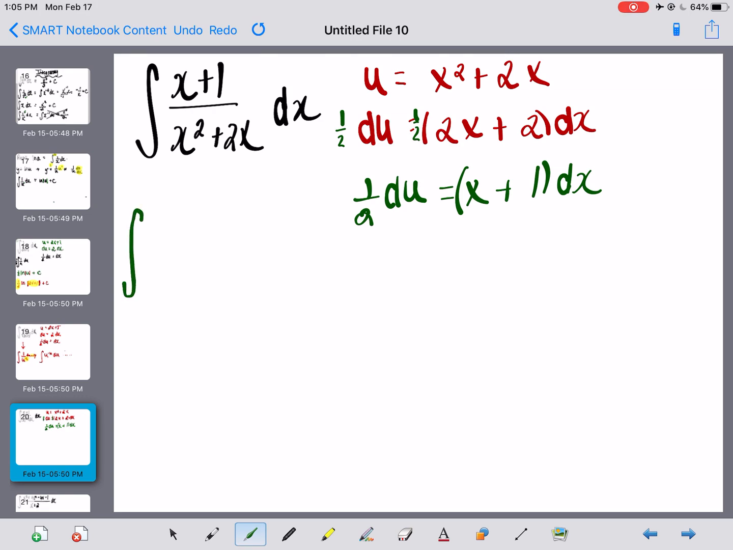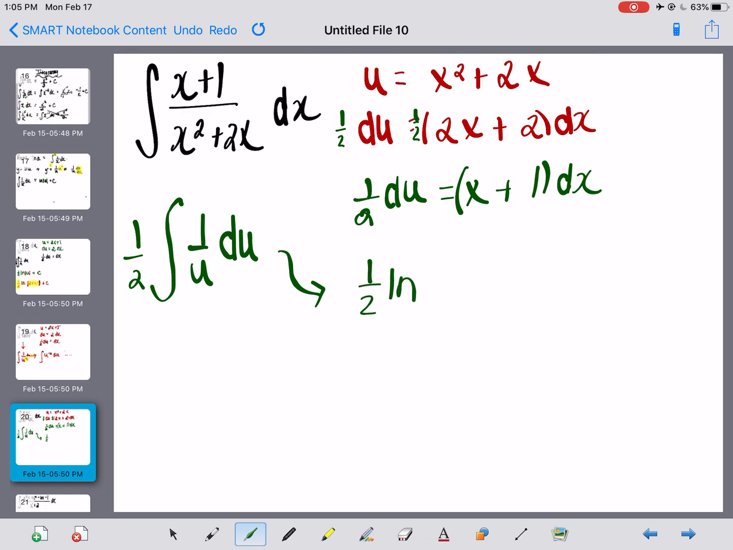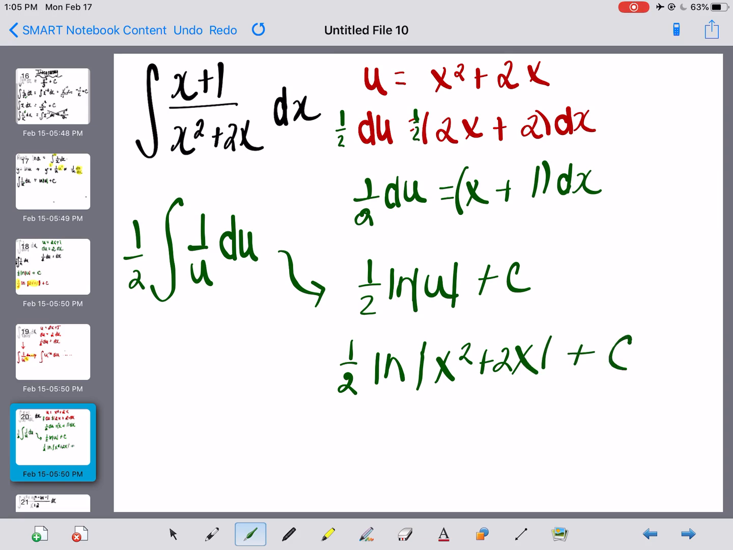Rewrite your integral. I did not leave enough space. You need the 1/2 out front, 1 over u du. I'm going to draw down here. When we take the integral, we get 1/2 the natural log of u, absolute value bars, plus c. Plug your function back in. 1/2 the natural log of x squared plus 2x plus c. And that is your final answer.